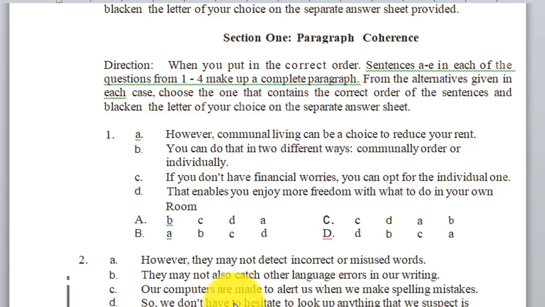So here, if you do not have financial worries, you can opt for the individual one. That's right, yeah. We do have just two partners, two friends who can live in two ways. One is communal, the other is individual.